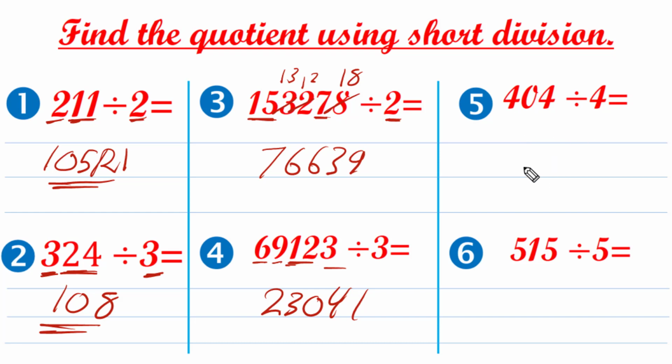Next, 4 divided by 4 equals 1. 0 divided by 4 equals 0. 4 divided by 4 equals 1. Now the quotient will be 101. Next, 5 divided by 5 equals 1. 1 divided by 5, it doesn't work, write 0. 15 divided by 5 equals 3. Now the quotient will be 103.